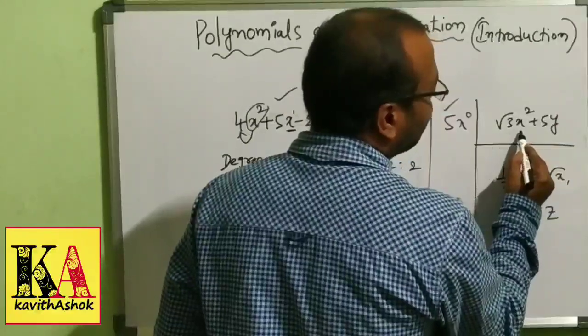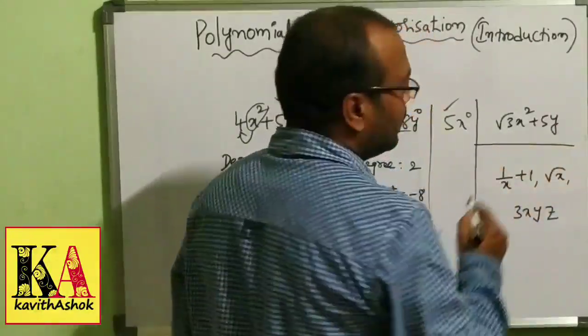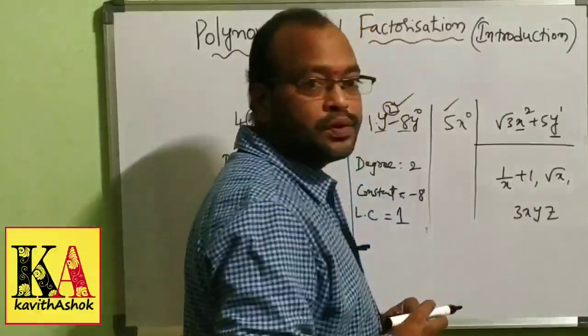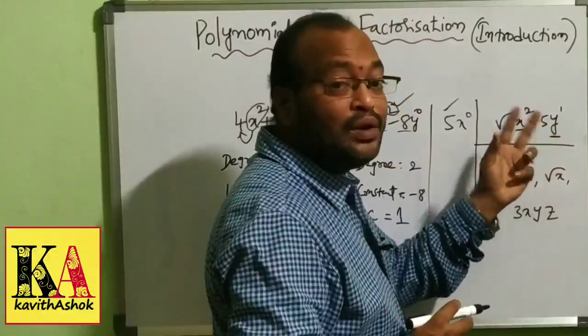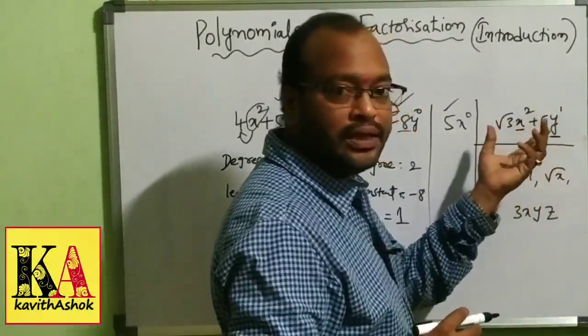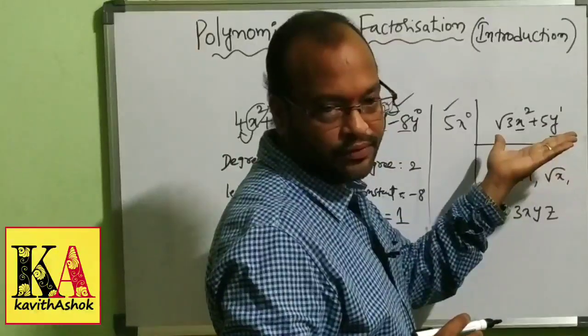Root 3 x square plus 5y. Here x square is there, here y is there. y means power 1. So this is a polynomial in two variables. x is there, y is there. Polynomial only. Why? Because 1, 2 is there. 1, 2 in the sense belongs to W only. No problem for that here.